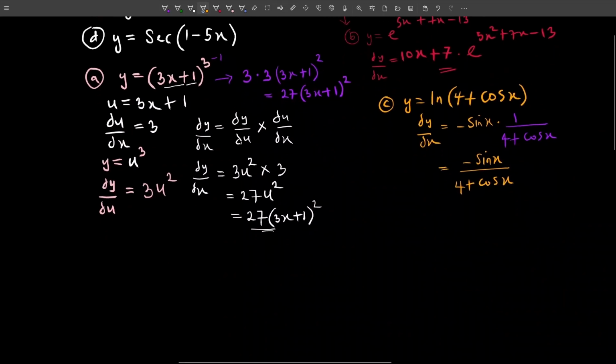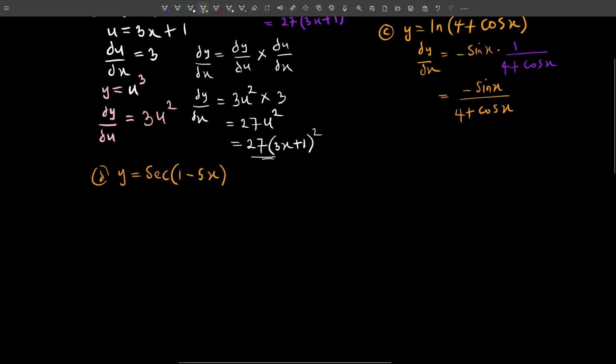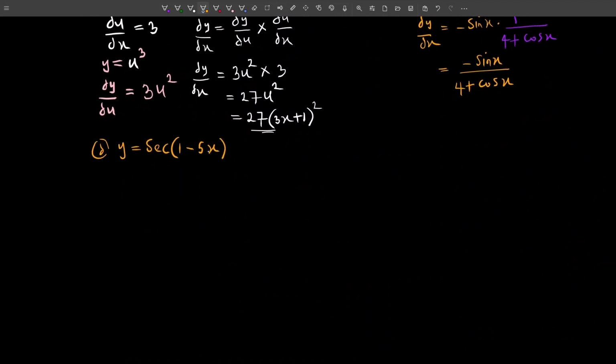Okay, the last question, which is G. We know that y is equal to sec of 1 minus 5x. Again, how do we solve this? We have a function inside a function. So what do we do as usual? We differentiate the inner function first. The 1 will give me 0, and the minus 5x will give me minus 5.